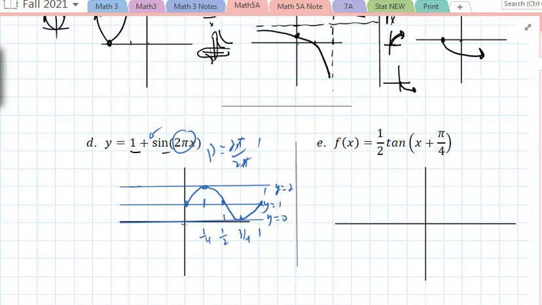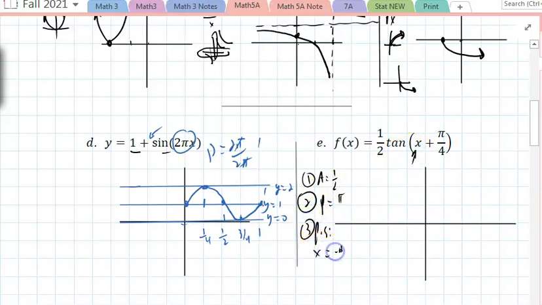This, however, is a bit tougher. The amplitude is 1/2, and the period is pi divided by 1, which is pi, but we have a phase shift. X equals negative pi over 4. So if I was to go ahead and go to my shift first, let's say pi over 4 is right there. This is my new origin.